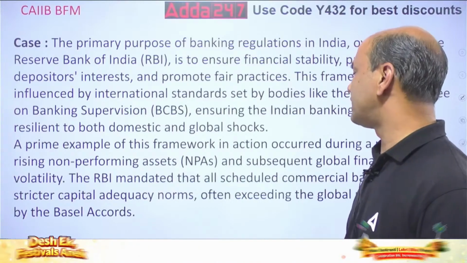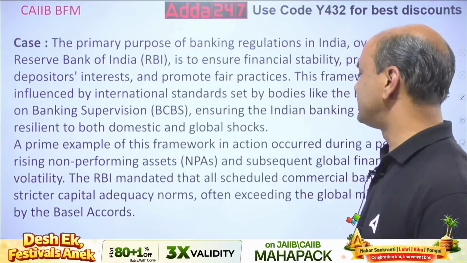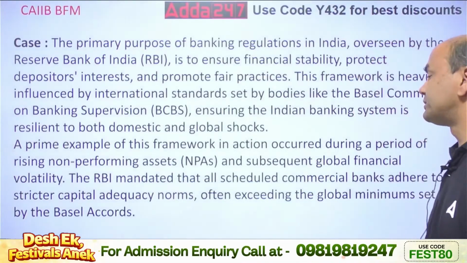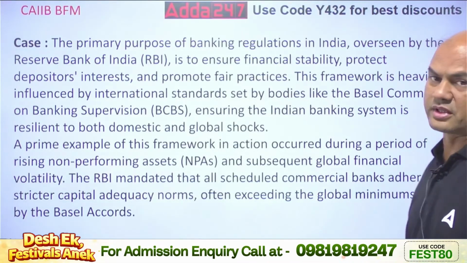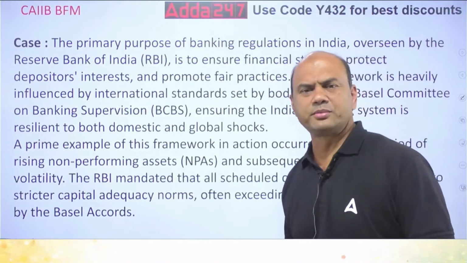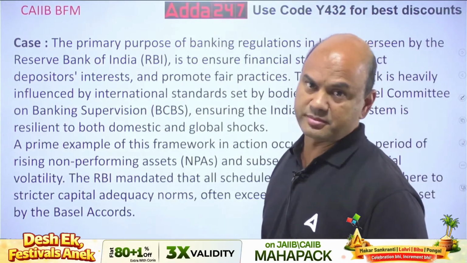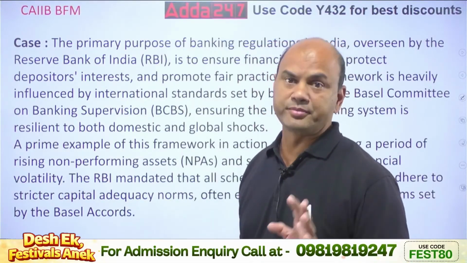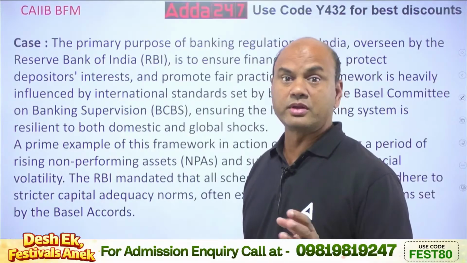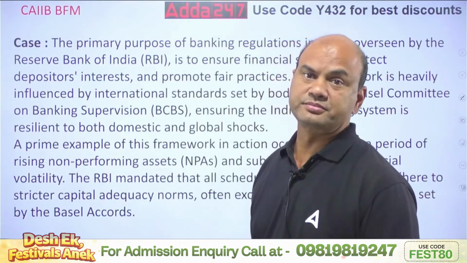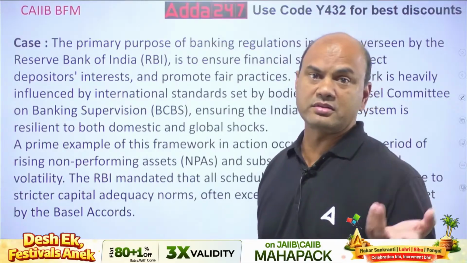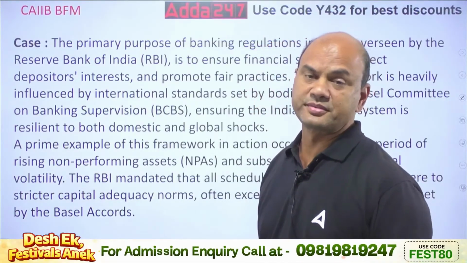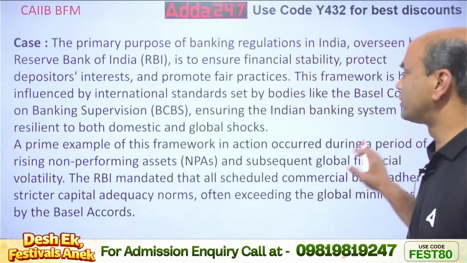The RBI mandated that all scheduled commercial banks adhere to stricter capital adequacy norms, often exceeding the global minimum set by the Basel Accord. Even now, RBI's norms are stricter than Basel norms. Basel says 8% CRAR, RBI says 9% minimum without CCB, so RBI has kept 1% extra. For nationalized banks, it has kept it around 12%, the highest. So this is the overall case.